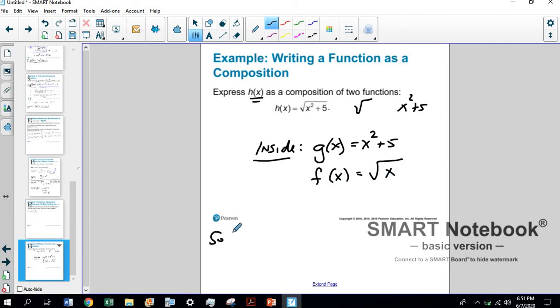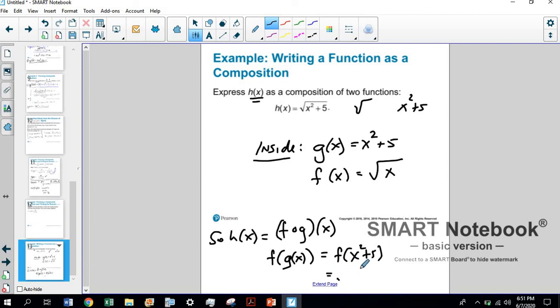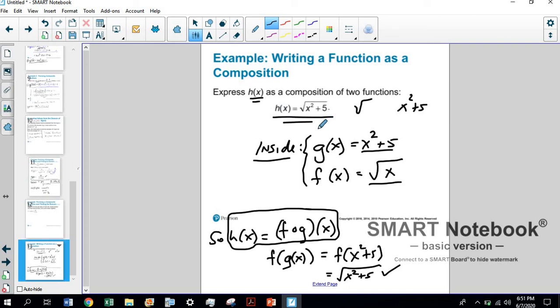And so h of x is equal to f of g of x. You can check yourself, right? f of g of x would be f of x squared plus 5, which is square root of x squared plus 5, right? So that kind of checks it there. So if you let g be x squared plus 5 and f be square root of x, then that tells you how to build the function h of x.